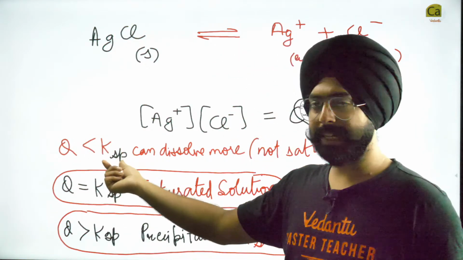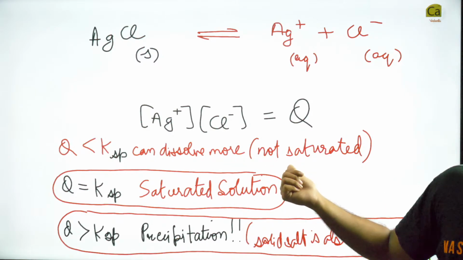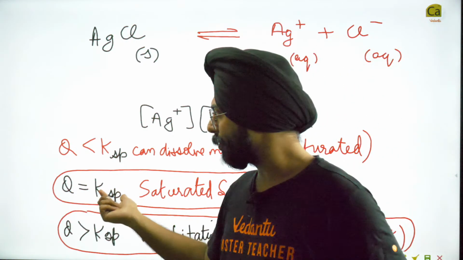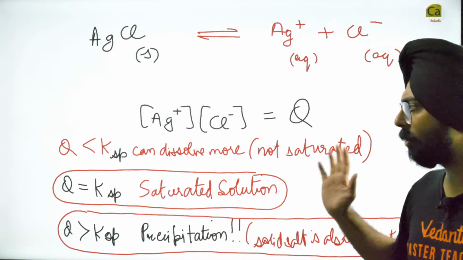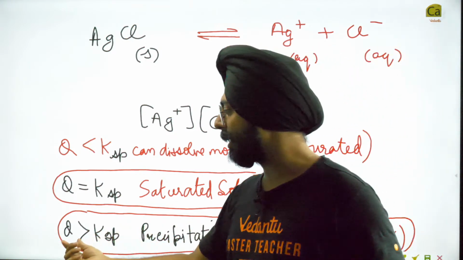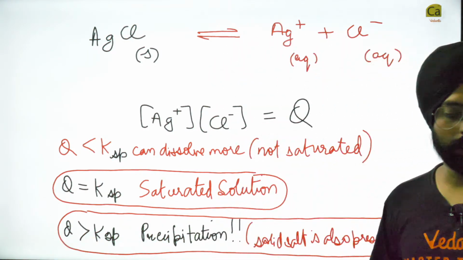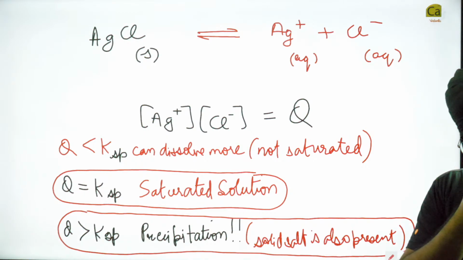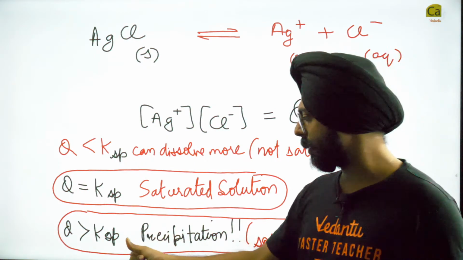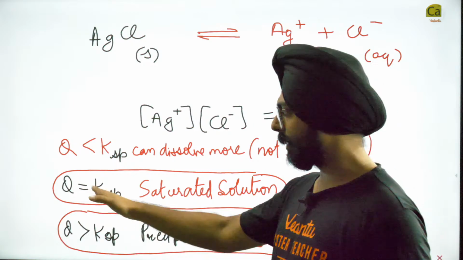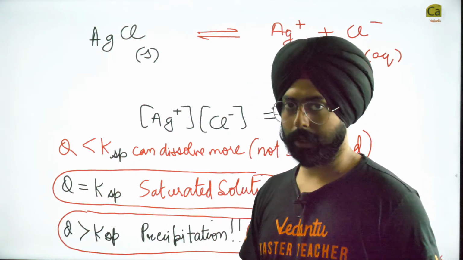If Q is less than Ksp, you can dissolve more salt. If the reaction quotient is equal to Ksp, it is a saturated solution, and if you try to dissolve any more solid, it won't dissolve. Q greater than Ksp, precipitation will occur so that Ksp can be achieved once again.